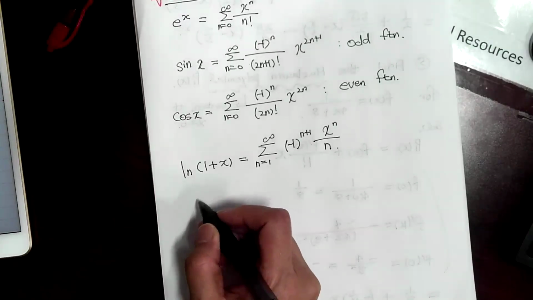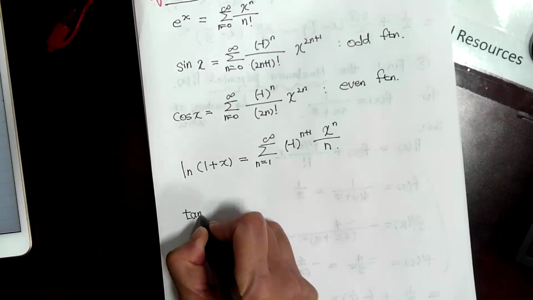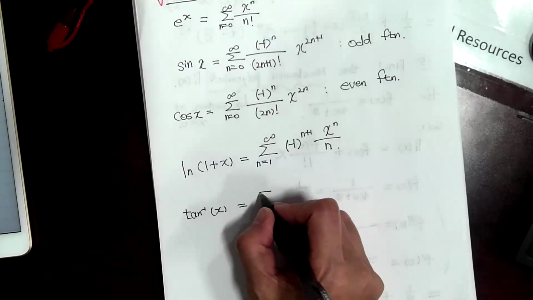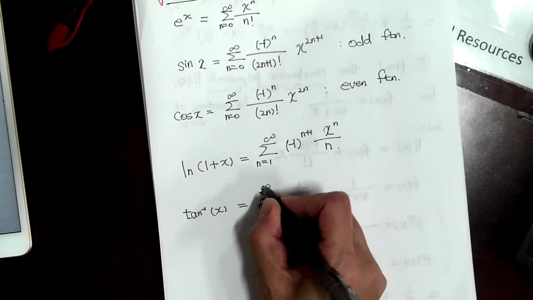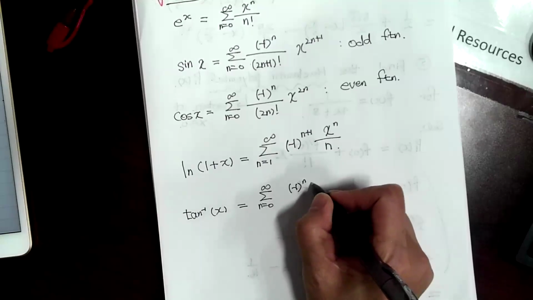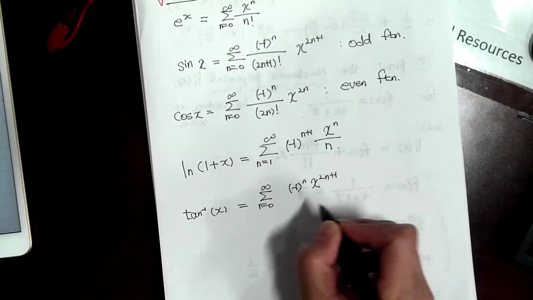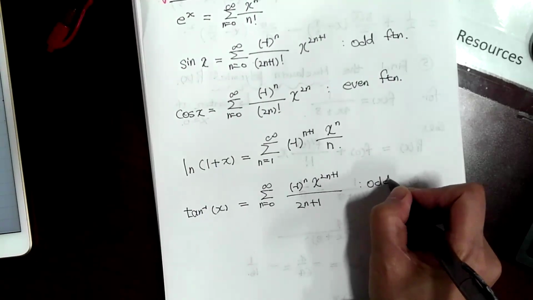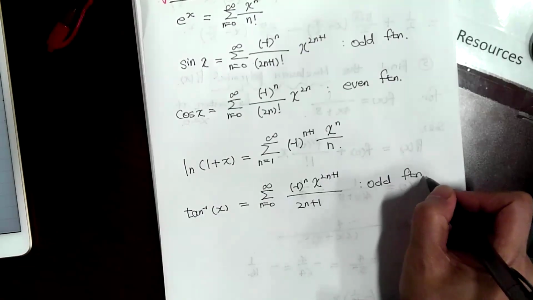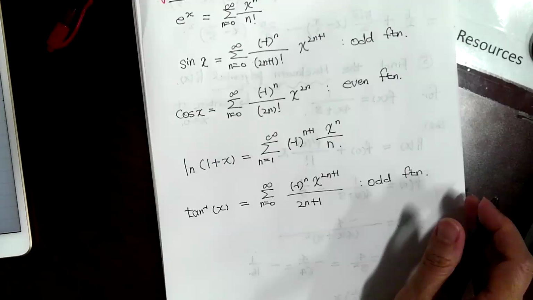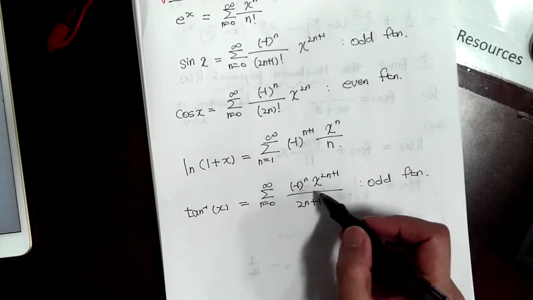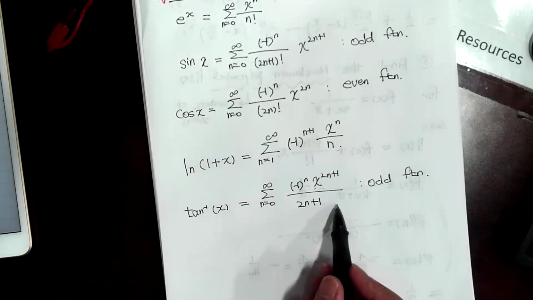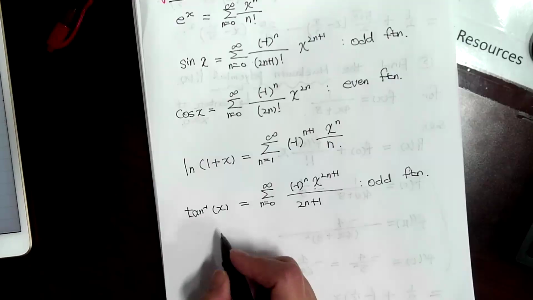So of course, you can relate that with the geometric series to derive tangent inverse of x is summation n equals 0 to infinity minus 1 to the n power x to the 2n plus 1 over 2n plus 1. Remember, tangent function is an odd function. So odd degree terms will survive, but different from sine, there is no factorial in the denominator.